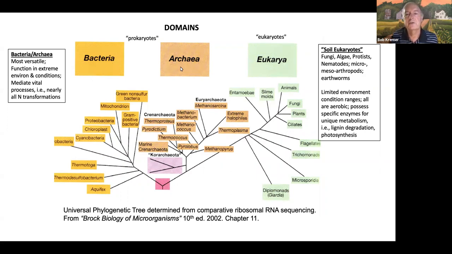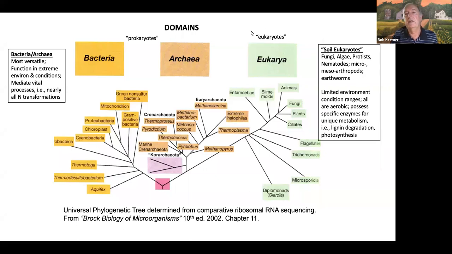Archaea are the so-called ancient bacteria, or prokaryotes, that you find in extreme conditions, such as the thermal pools at Yellowstone or at the depths of the ocean. They have a different wall structure than bacteria. But the thing I want to point out is that bacteria and archaea are the most versatile group that we have on Earth. As I mentioned, they function in extreme environments and under extreme conditions. They are the only ones that can mediate several vital processes, such as nearly all the nitrogen transformations, such as nitrogen fixation. And they are the only ones that are able to live without oxygen.